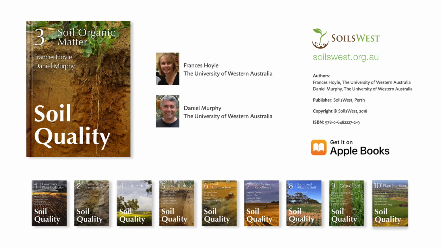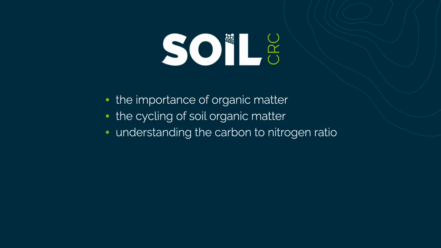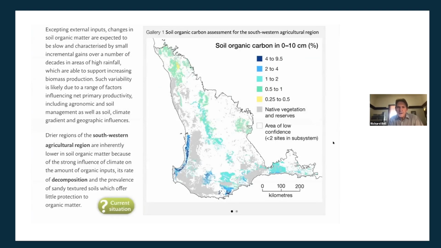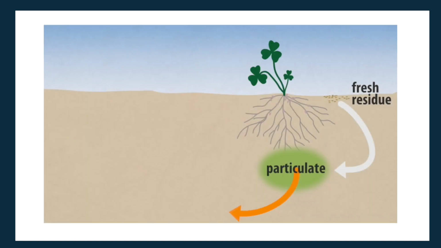Dr. Bell explores highlights from the book, including the importance of organic matter for ecosystem services, the cycling of soil organic matter, understanding the carbon to nitrogen ratio, and managing and monitoring soil organic matter. The information is from the perspective of Southwestern Australian soil research and study, nonetheless will benefit farmers, agricultural professionals and students everywhere. Here's Dr. Richard Bell.